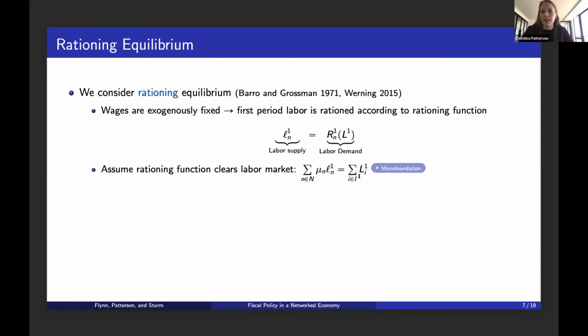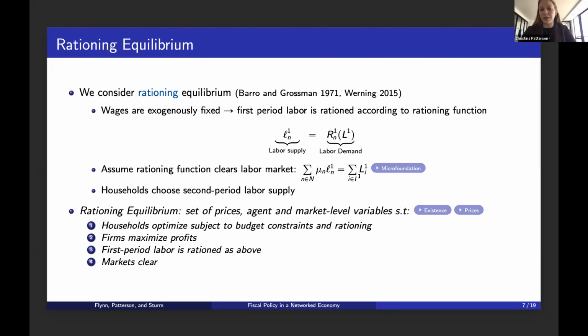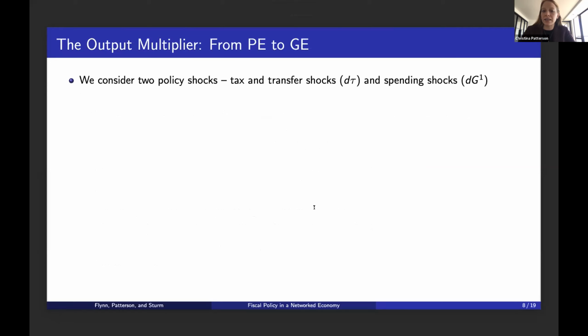And this is going to capture this idea that we're in a downturn here. There are households who would like to work, but there aren't firms that are willing to hire them. In the second period, though, we're going to have households choosing their labor supply again. And so the rationing equilibrium is going to be the set of prices, agent, and market level variables such that households are optimizing subject to their budget constraints and this rationing. Firms are maximizing their profits. The first period labor is going to be cleared through this rationing, but all other markets are also going to clear. So that would be second period labor and all goods markets. And it's within this setting then that we're going to consider two shocks, taxes and transfers, as well as spending.